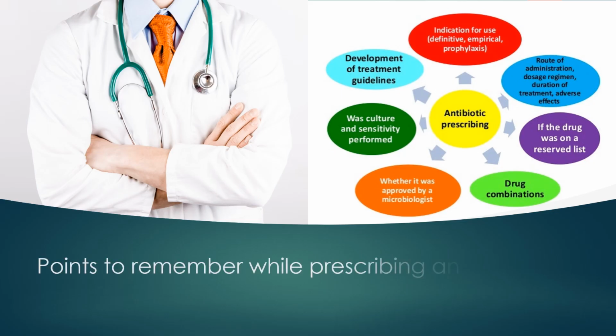Also, one should remember while prescribing antibiotics, what are the indications for the use, whether it is empirical, prophylactic or definitive, what is the route of administration, dosage, duration, frequency, adverse effects, interactions, complications, and others. If a drug was on the restricted list, then what? If drug combinations are required, whether it was approved by the microbiologist, whether culture sensitivity was performed, what are the guidelines available. All these factors affect antimicrobial prescribing.